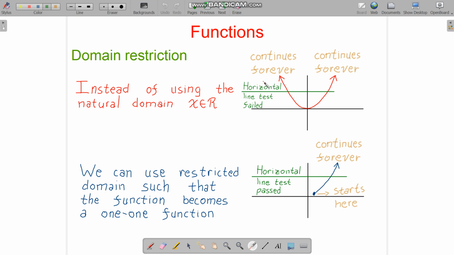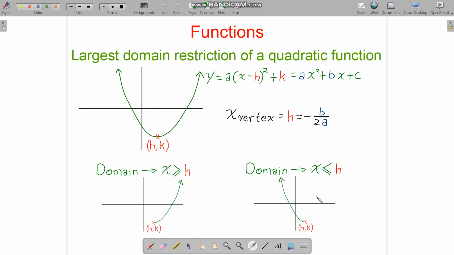If we restrict the domain like this, so we only use this part on the right, now this curve passes the horizontal line test. Now it is a 1-1 function, and now we have an inverse. So we can restrict the domain and use only some part of the curve. The largest domain restriction of a quadratic function is when we use exactly the left half or the right half of the function.